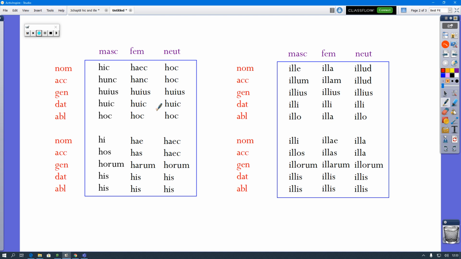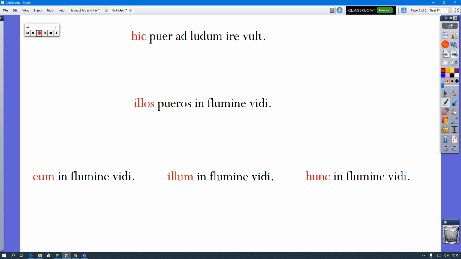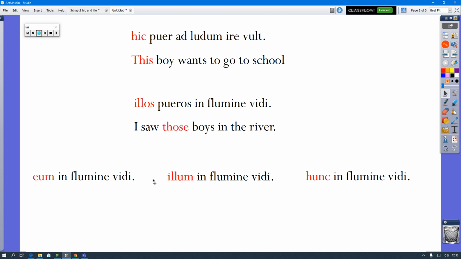Luckily though, most of the time we're going to meet hic and ille when they're working like adjectives agreeing with a noun. So in my first sentence on the board, hic puer ad ludum ire vult. This boy wants to go to school. Hic simply agreeing with puer, meaning this. In my second sentence, illos pueros, obvious object ending with os, so I'm going to go for the verb first. Vidi, I saw those boys in the river. Again, illos just agreeing with pueros.